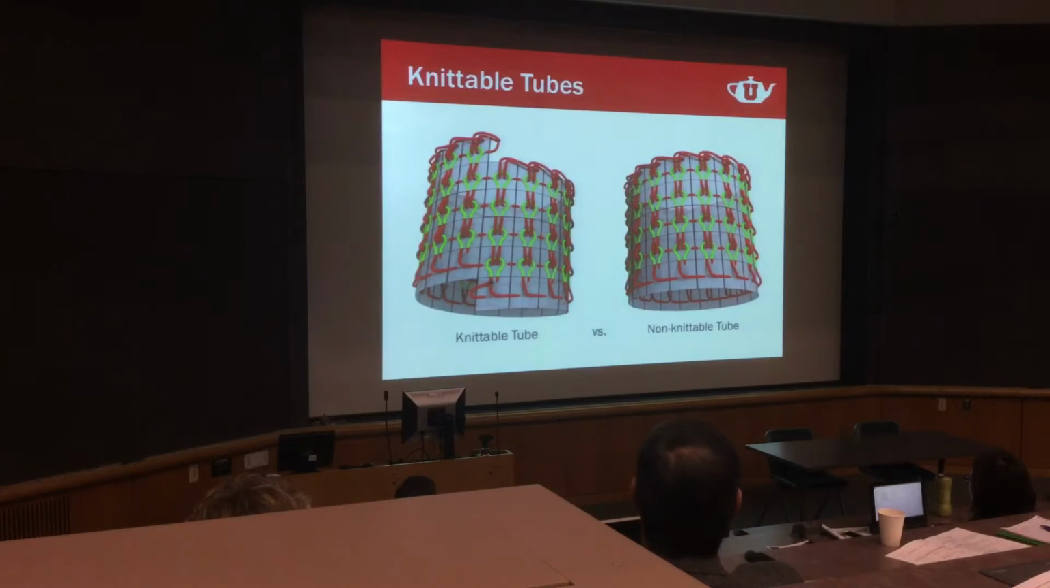In this example, the tube on the left is knittable, forming a spiral-like knitting progression. And the one on the right is not. Although, the one on the right is conceptually simpler, so we just need to figure out a way to convert it to a knittable structure afterwards, and we would like to use the one on the right.